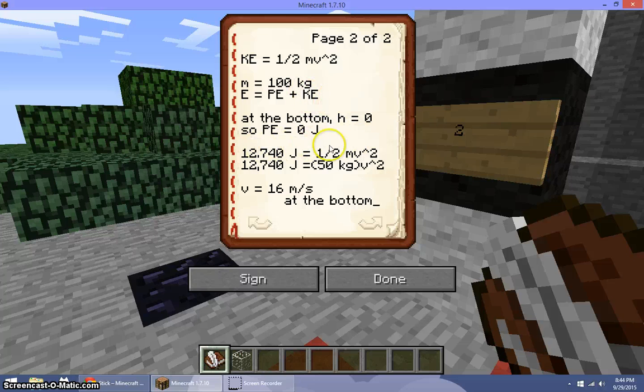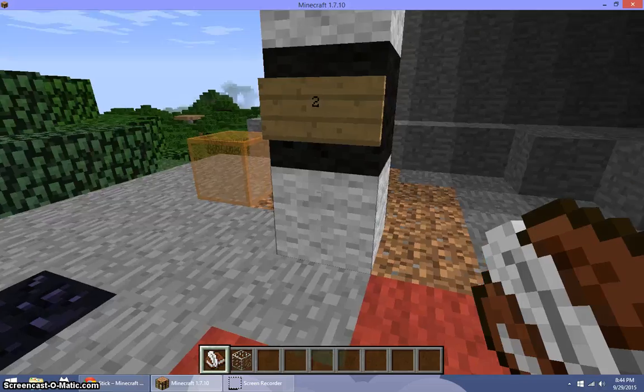Now I can do that, and so I can calculate how fast I was going just before I hit the ground. In this case, it says I was going a little bit less. I rounded up to 16 meters per second at the bottom. So that's the fastest that I was going, at the bottom right here before I landed.